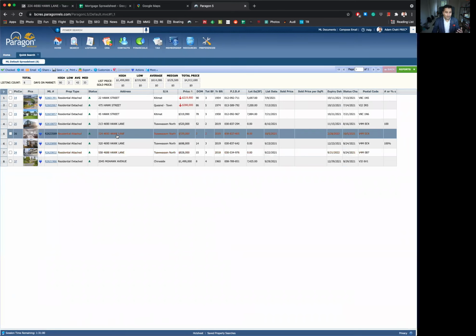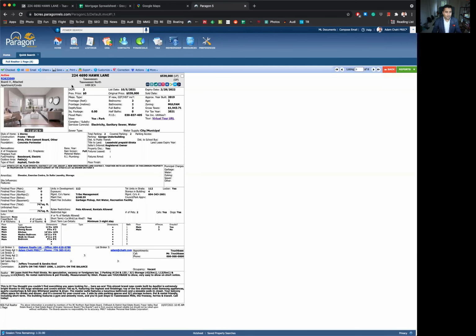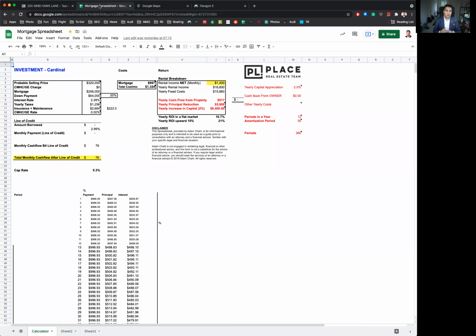So I'm going to pull it up here on our MLS. You can see the listing right here. It's unit 224. We can see all the data here that we need. Now, I use the spreadsheet. It's a rather simple spreadsheet, but it basically gives me an easy way to compare these kind of properties, and this is how I do the analysis. So this one's listed at 539.